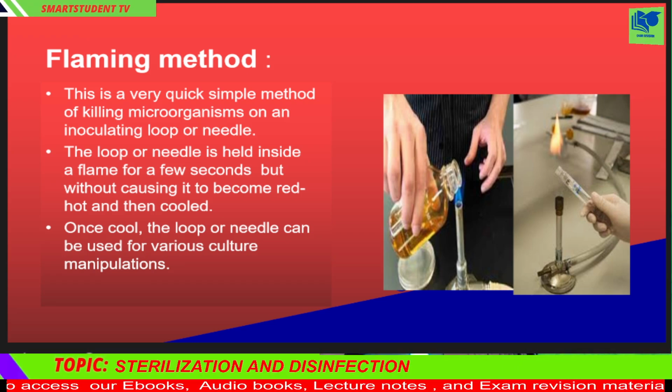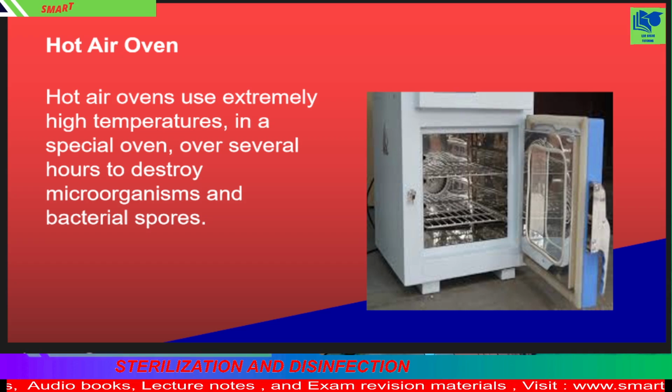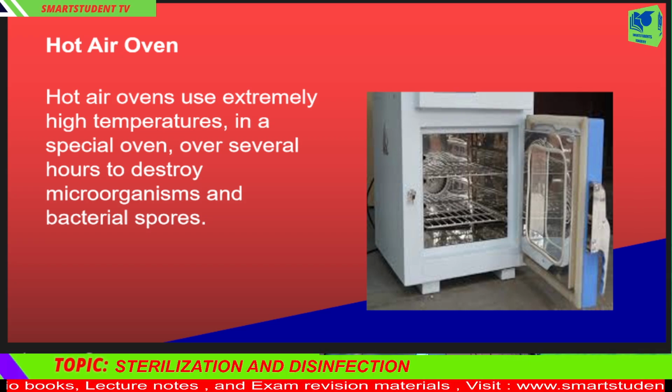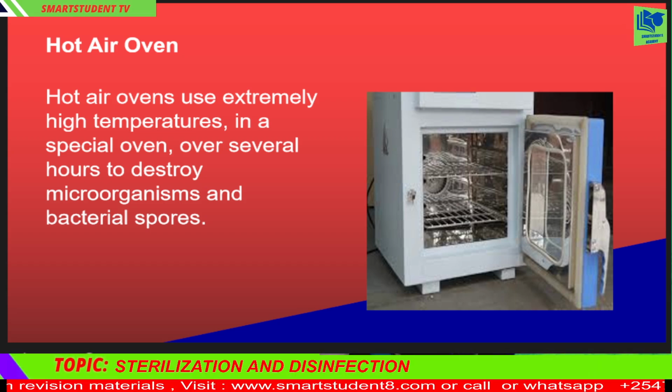3. Hot air oven method. In this method, tools are heated at 160 to 180 degrees Celsius for 1 to 2 hours. This method is often used to sterilize glassware and metal tools. This method leaves no toxic residue on the surface of the items. However, the method is time-consuming and unsuitable for heat-sensitive materials.